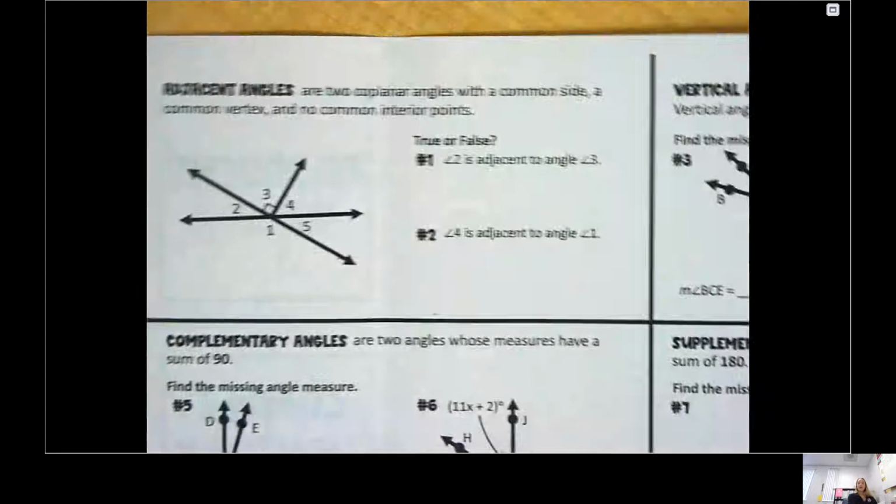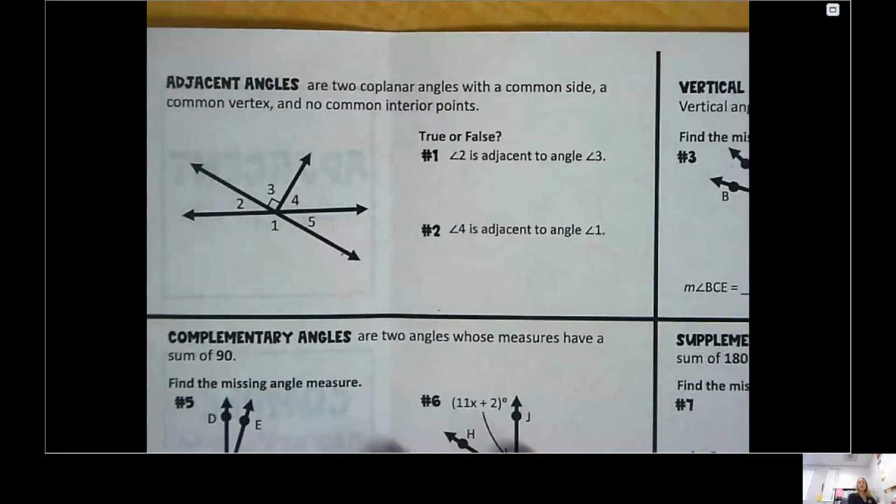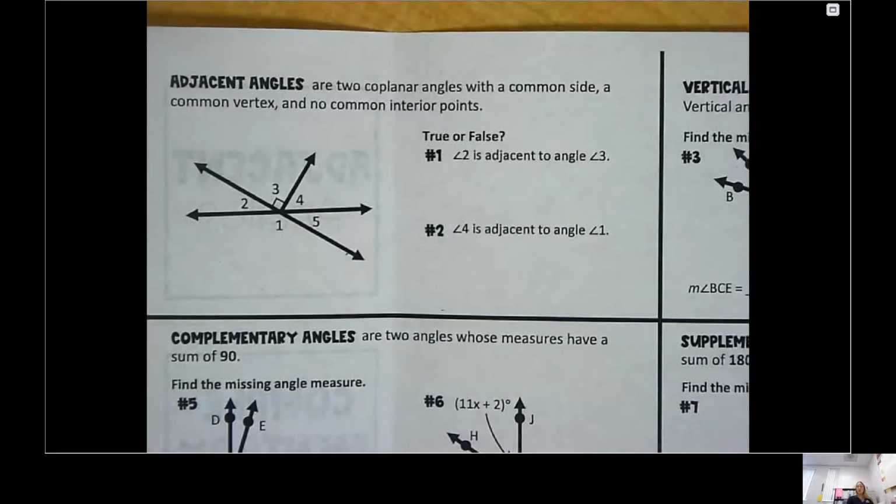Adjacent angles are 2 coplanar angles. What does coplanar mean? You're close. Co means they're together. What's a plane? They're together on a plane. Yep, they're on the same flat surface. So, 2 coplanar angles with a common side, a common vertex, and no common interior points.